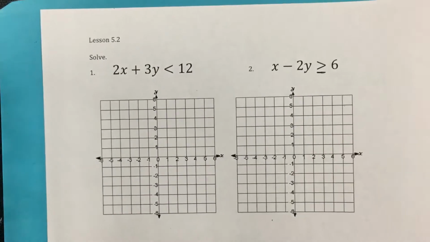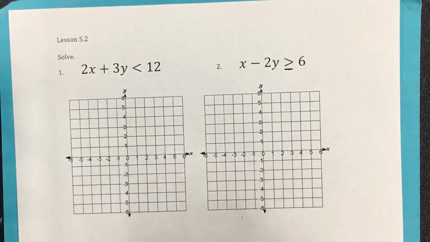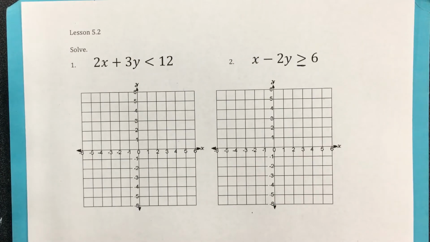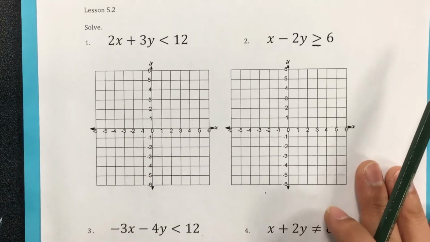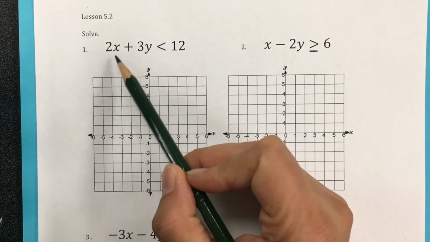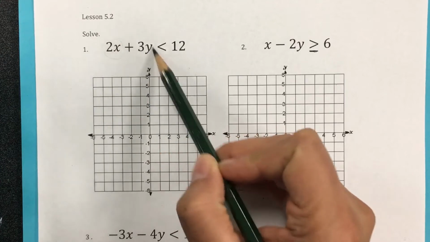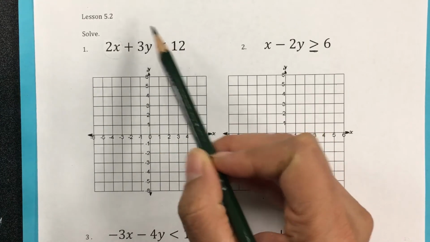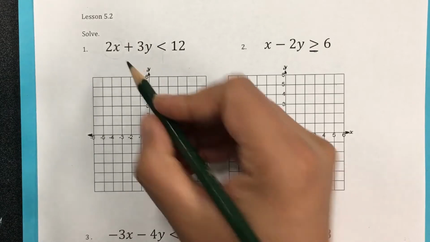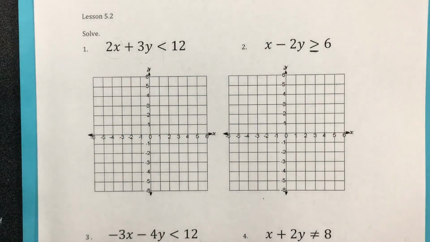So how do we graph? How do we know if to use the x and y intercepts to graph, or like we did in 5.1, the y equals mx plus b? So if you see that x and y are on the left of the symbol of inequality, then that's the good time to use the x and y intercepts.